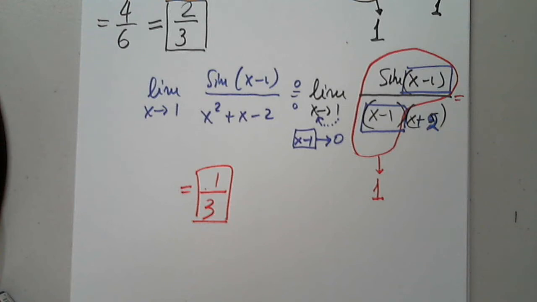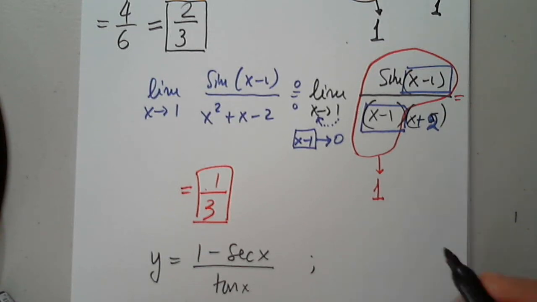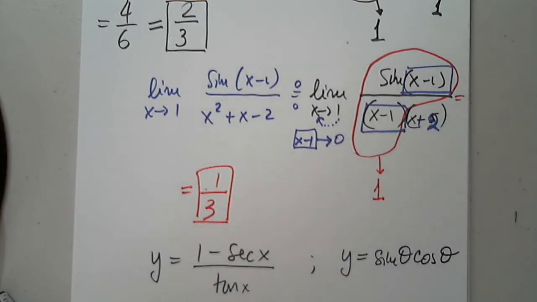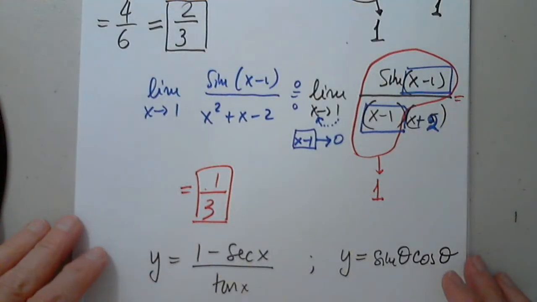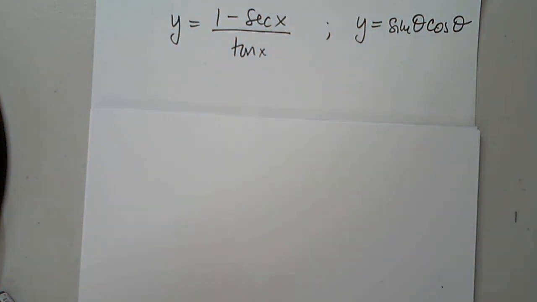I'd like to look at a couple of applications, like, for example, y equals 1 minus secant x over tangent x. We want to find f prime. And I also would like to look at y equals sine theta cosine theta. Again, y prime. So we can continue and look at the chain rule. Okay, ready? Any questions so far? We feel a little bit better about that sine x over x.